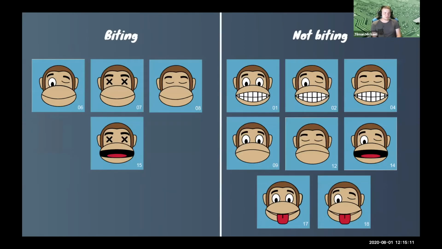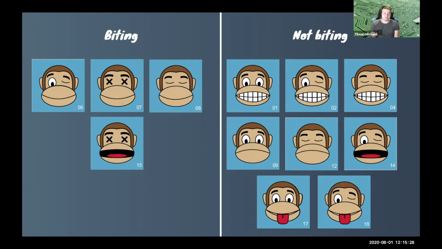So we are zookeepers, and we want to know which of the monkeys bite when we are feeding them and which do not. For some of our monkeys, we already know that. You can see on the left, the monkeys we know that will bite us if we would try to feed them. On the right, those who won't bite us.